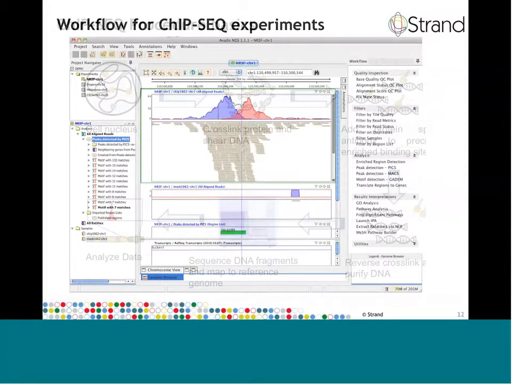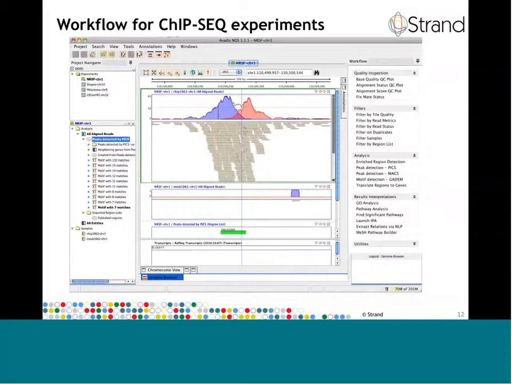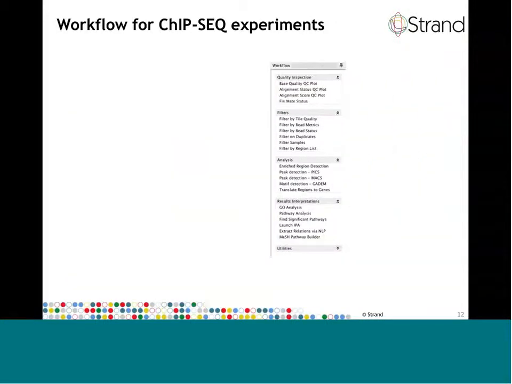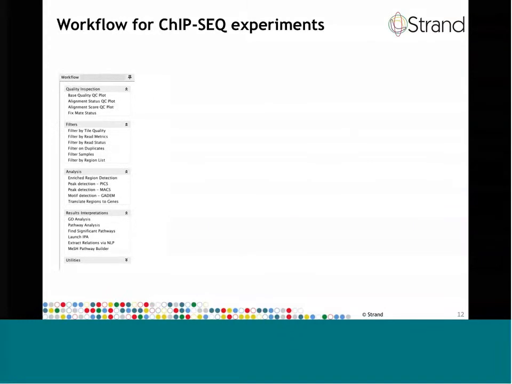After loading the data in Avadis NGS, it will present you with a workflow panel on the right-hand side of the application that is specific for the chosen experiment type, in this case, ChIP-Seq. The workflow provides a logical order in which to perform the various activities that comprise the analysis of a ChIP-Seq experiment, usually from top to bottom. And the workflow is divided in logical subsections as well, such as quality inspection, filters, analysis, etc.